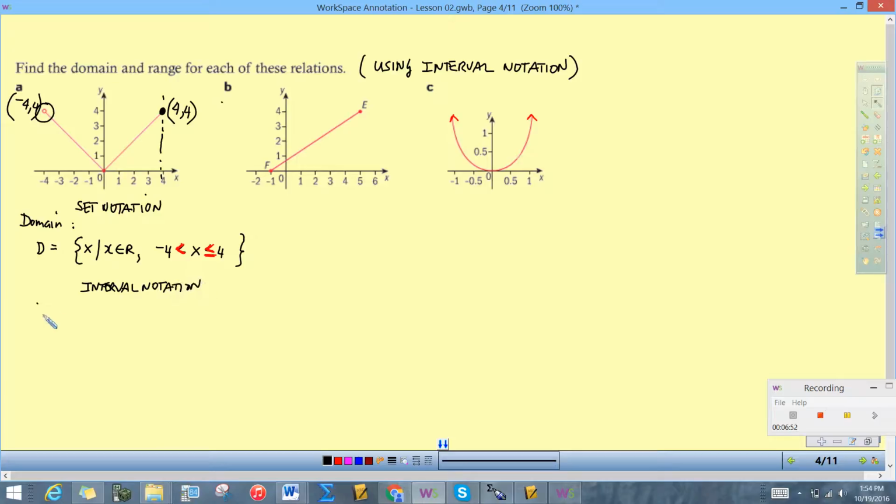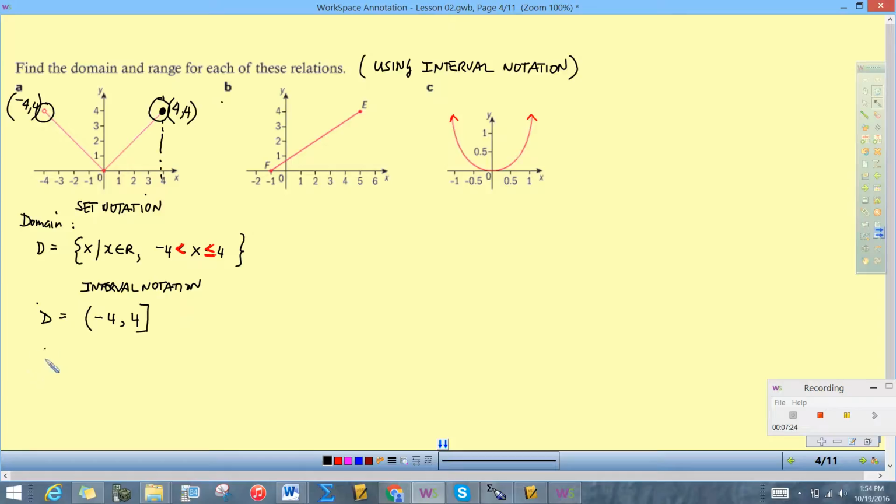So I will write the domain is equal to, and I will have a round bracket. It starts at -4. And now, to show that it's in between -4 and 4, all I have to do is put a comma in between, and then I just go to 4. So I am not including -4, but I'm going from -4 to 4. And then because that 4 here is included, because it's colored in, the dot, I will place a square bracket. So that would be my interval notation for the domain.